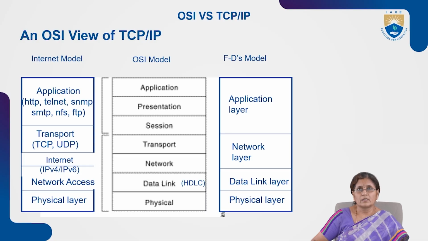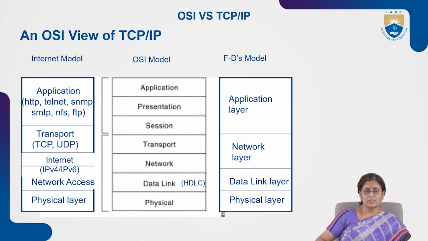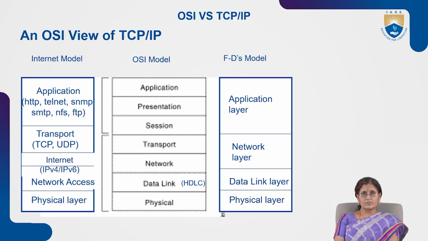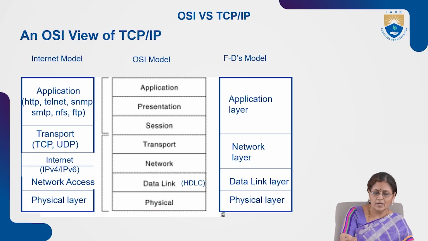OSI view of TCP/IP. Let us see the OSI model we have studied. Here we have the 7 layer approach. The OSI model is a 7 layer model: physical layer, data link layer, which operates with the help of the HDLC protocol, High-level Data Link Control, then the network layer, transport layer, session layer, presentation layer, and the 7th layer is the application layer. This is compared with the other models.